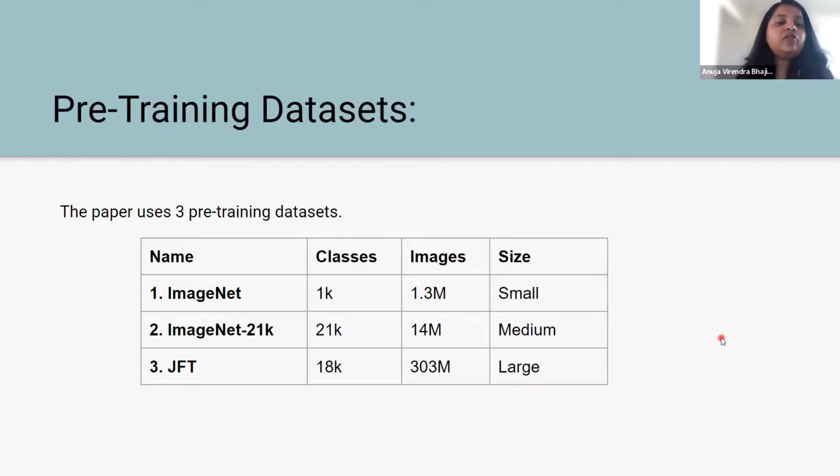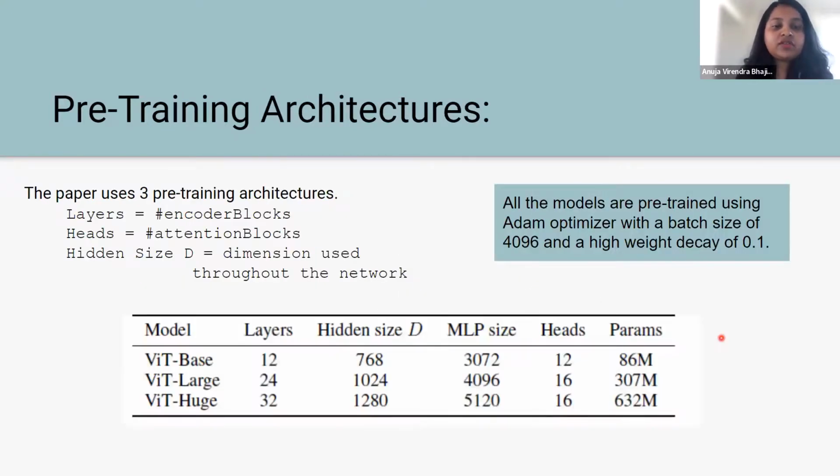Okay, so now we need to pre-train our model. The authors used three pre-training architectures, namely ViT base, ViT large, and ViT huge. The number of encoder blocks, so the number of parameters that they have used, is given in this table. The number of encoder blocks, scaled dot product attention blocks, and the embedding dimension D that we were talking about before, for each of the three networks is as mentioned in the table.